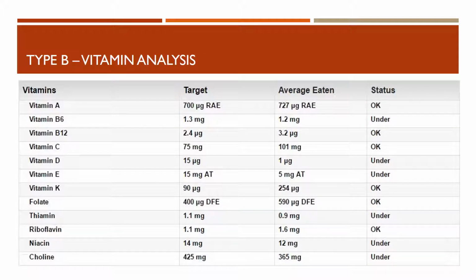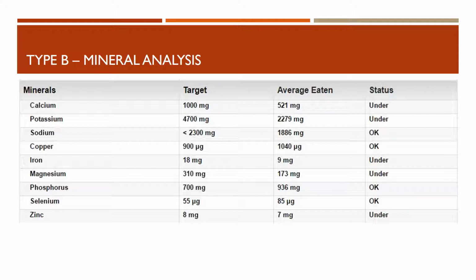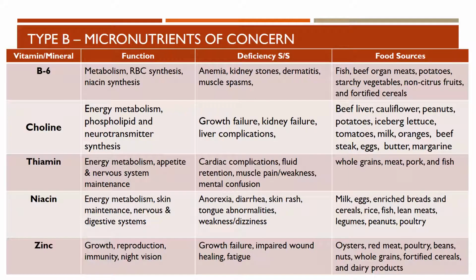So looking at the vitamin analysis for blood type B, you can see that there are several deficiencies, including vitamin B6, vitamin D, vitamin E, thiamine, niacin, and choline. And for minerals, calcium, potassium, iron, magnesium, and zinc are also deficient.